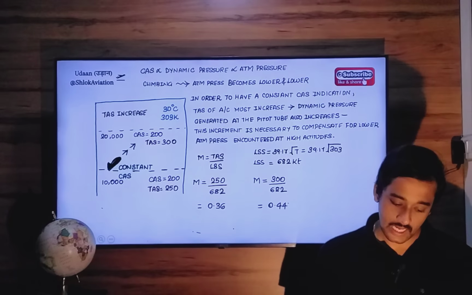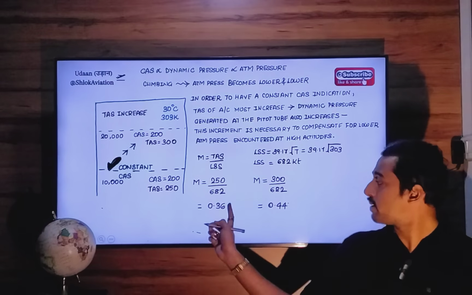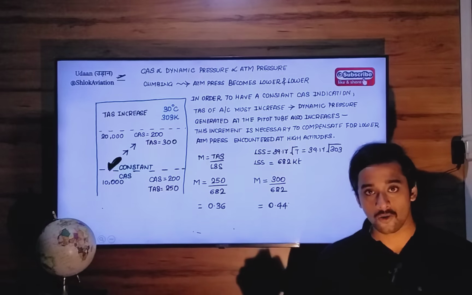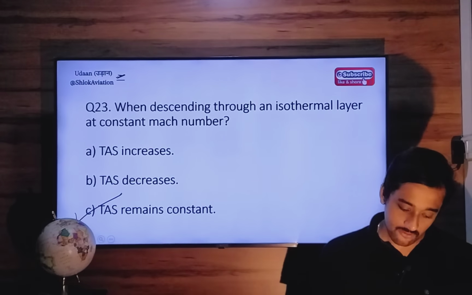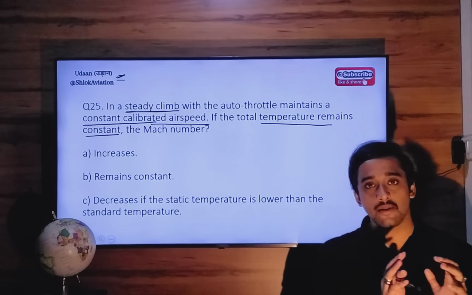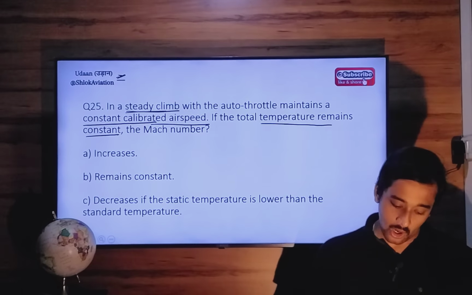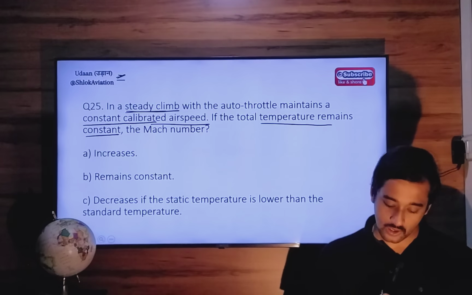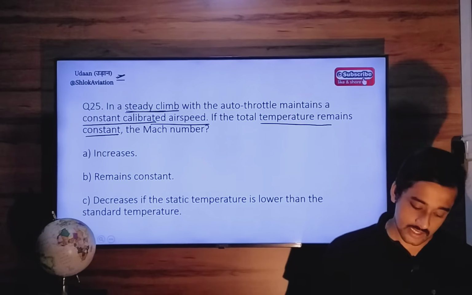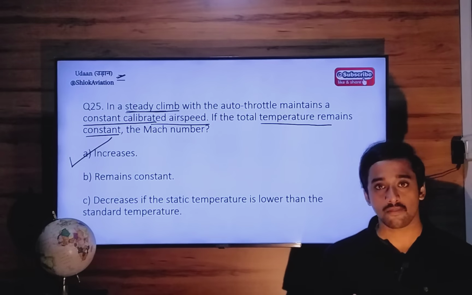The explanation remains the same. Look at question number 22 explanation. Mach number increases from 0.36 to a new Mach number 0.44. So the question number 25 answer will be the same, with the same logic and explanation as question 22. The options were: Mach number should increase, should remain constant, or should decrease if temperature is lower than standard. So the correct answer is option alpha. Mach number will increase.